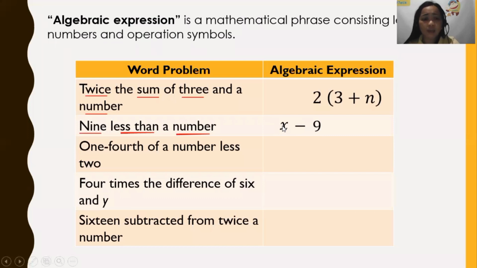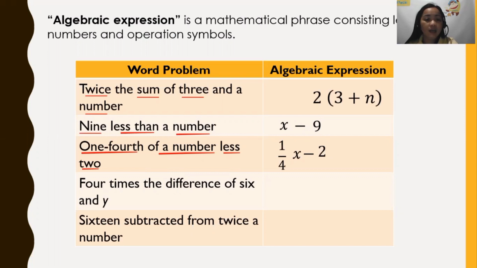Let's have the next example. We have 1/4 of a number less than 2. So we have here 1/4 of a number. We can represent this with any letter from the alphabet. Okay, I use x. Less 2. Less means subtraction, and we have 2. So we have 1/4 x minus 2, or we can have x over 4 minus 2.